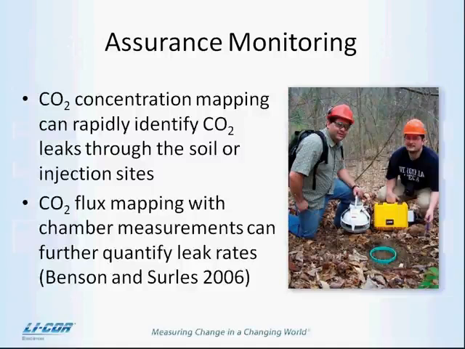Both chamber and continuous measurements can be used for assurance monitoring. Continuous measurements could scan large areas of the site for leaks, quickly identifying any leak sites. If a potential leak is found, chamber measurements could more accurately identify and quantify the CO2 flux rates.